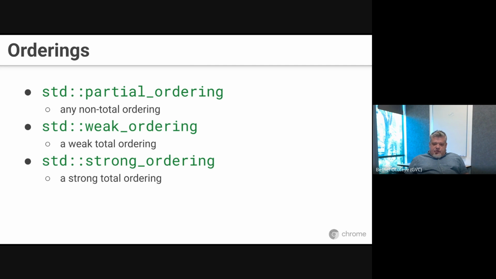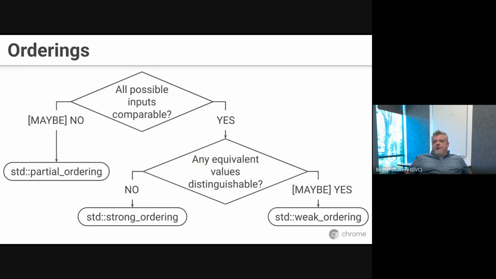And there are names for these. These are represented as distinct types. C++20 has 3 such types: partial ordering for anything that's not a total ordering, weak ordering, and strong ordering, which are both total orderings. Now, I don't find it very memorable to just look at a list of words like this, so I have created a flowchart for you so that you can decide which bucket your type falls in. You go, oh, are all the possible inputs comparable?